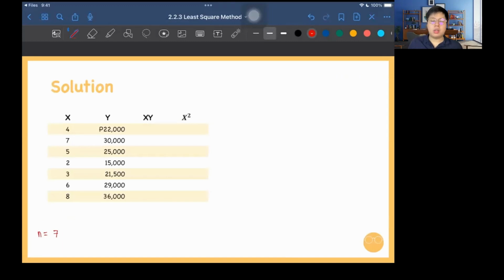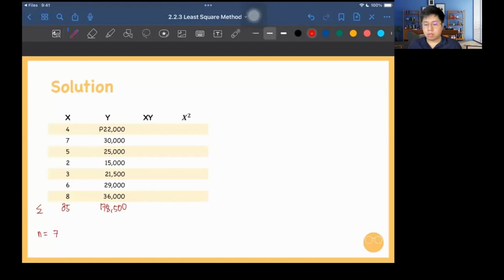Then let's sum all of the values of x here: 4 plus 7 plus 5 plus 2 plus 3 plus 6 plus 8, that will give you 35. Then for the total column of y: 22,000 plus 30,000 plus 25,000 plus 15,000 plus 21,500 plus 29,000 plus 36,000, that should give us 178,500. Then for the next column, we have to multiply the value of x to the value of y.